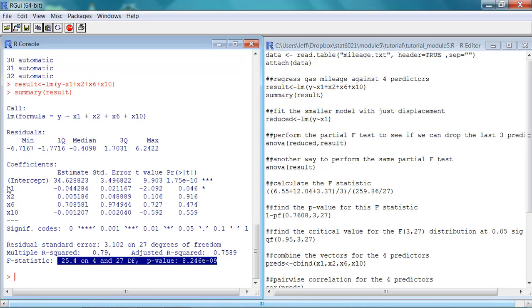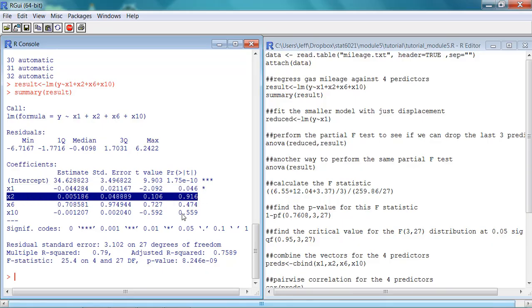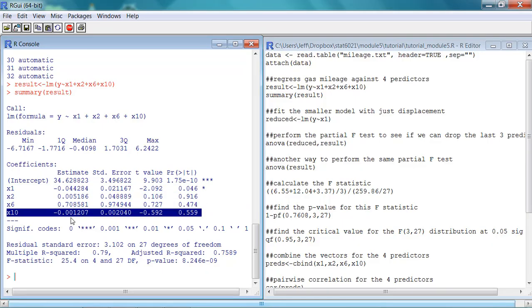The other thing we could look at is the results of each of the t-tests for each individual predictor. So a key thing to be aware of is the interpretation. Let's take a look at the last predictor, the weight of the vehicle. Now this t-test tests whether the slope for the weight is equal to 0. That's the null hypothesis, and the alternative is saying that the slope is non-zero. In this situation we have a pretty large p-value, so we say this is insignificant, so we fail to reject the null.